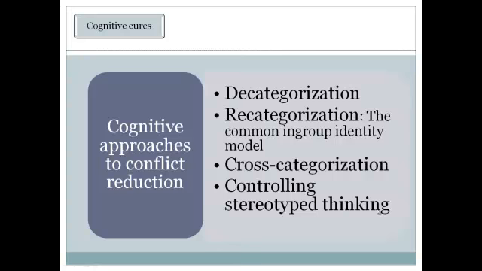Finally, controlling stereotype thinking is important. You want to try to think of people as individuals rather than as just members of that group and having that group's qualities. So whenever you're about to have a conversation with somebody and a particular stereotype comes into your head before you have that interaction, try to control that and try to see this person as a human being, as an individual, rather than just as an out-group member.